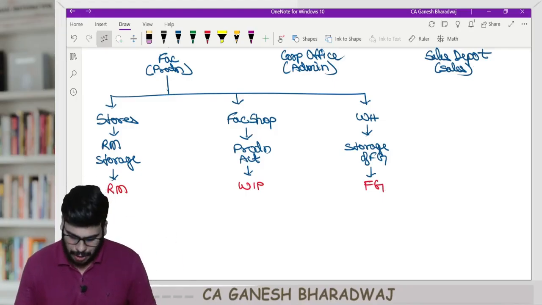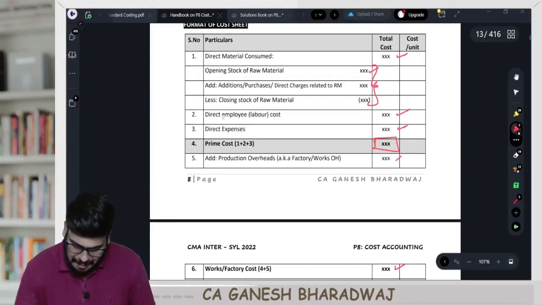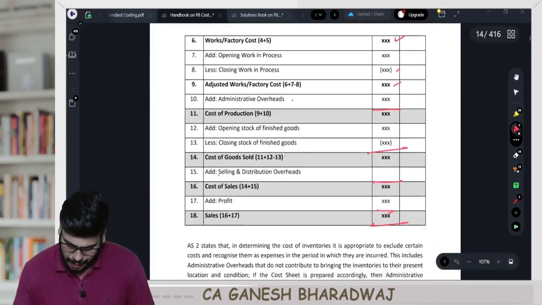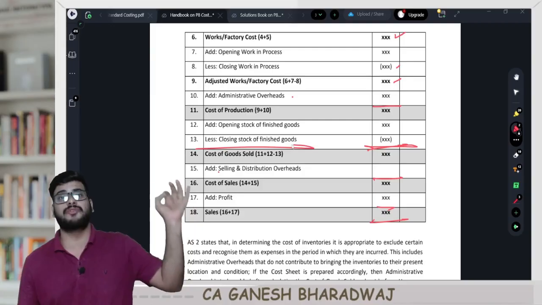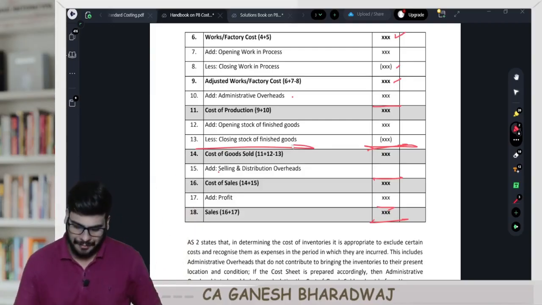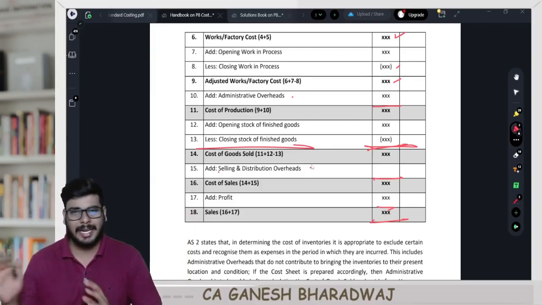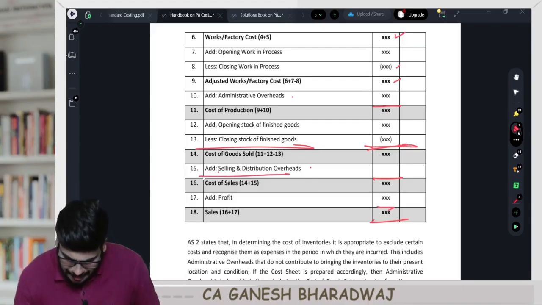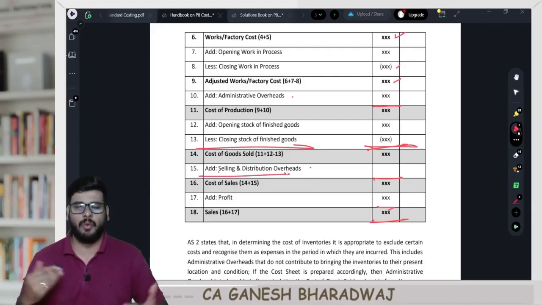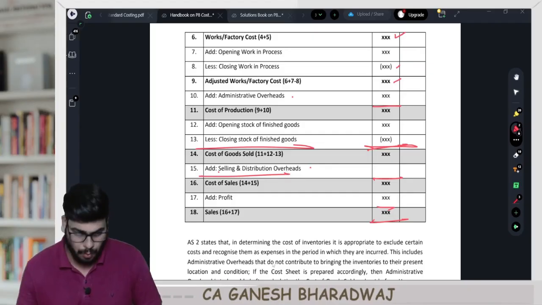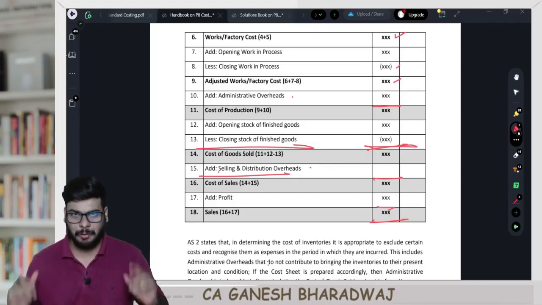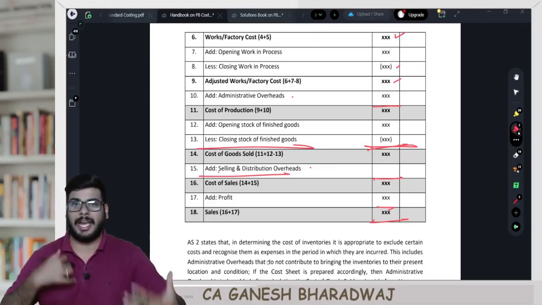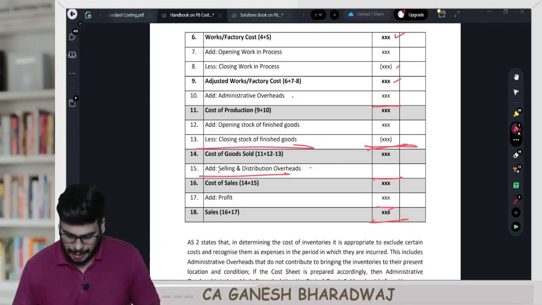So first, what we do is keep adding up all the costs that we incur. First we arrive at something called cost of goods sold. And further we add all the other selling and distribution expenses, and we finally arrive at cost of sales. What is the meaning of all this? Let me quickly walk you through that. So first, what we need to do in a cost sheet is calculate all the costs that we are incurring.